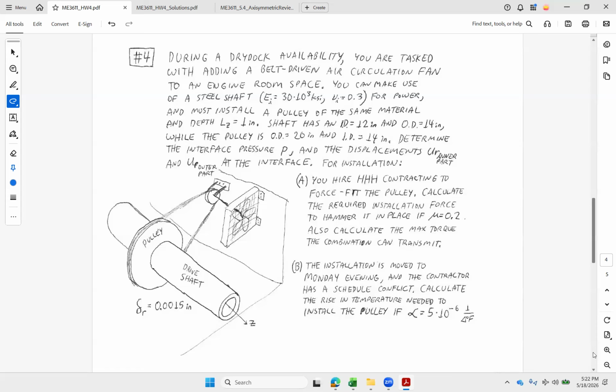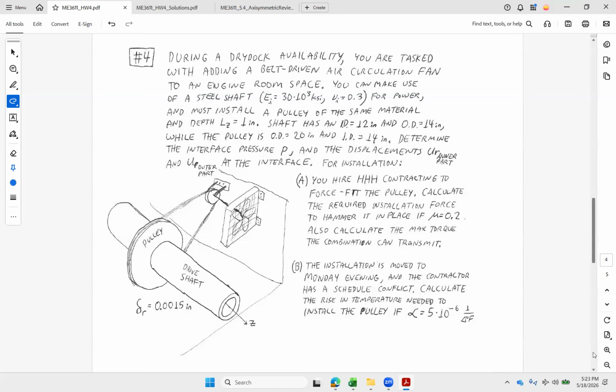We could hire Triple H to do it with a sledgehammer. That means we're going to need to calculate the install force to overcome all the friction between the two parts. Right? Once it's on there, we'll probably have more than enough torque to transmit for a fan.